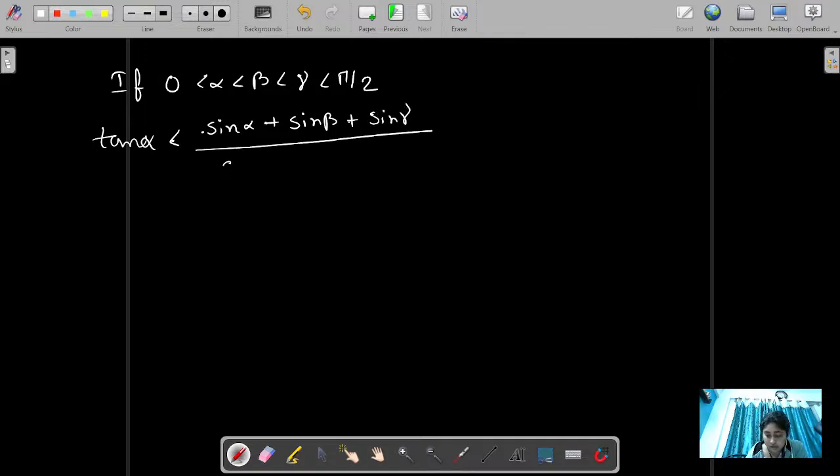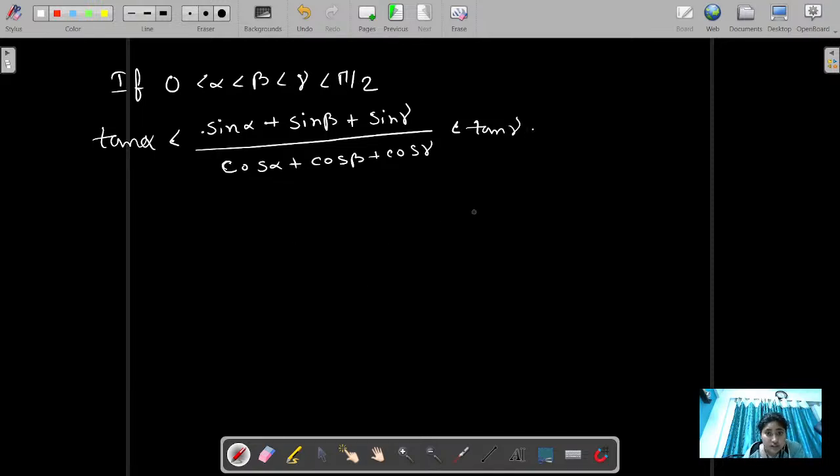Divided by cos alpha plus, this is cos alpha, cos beta plus cos gamma. This will be less than tan gamma.